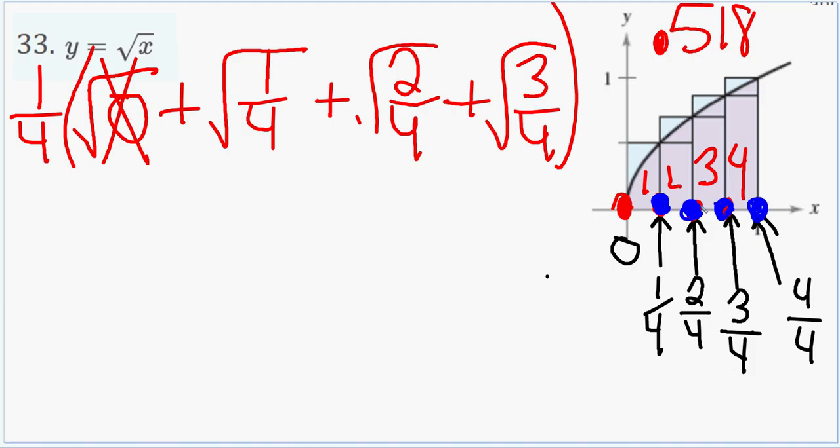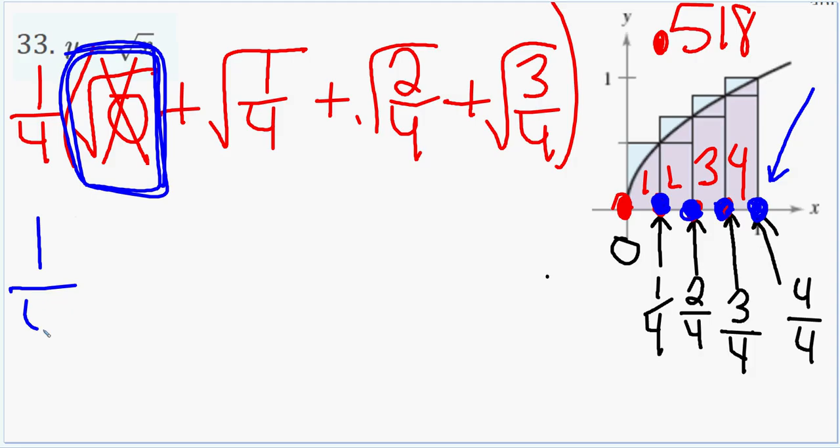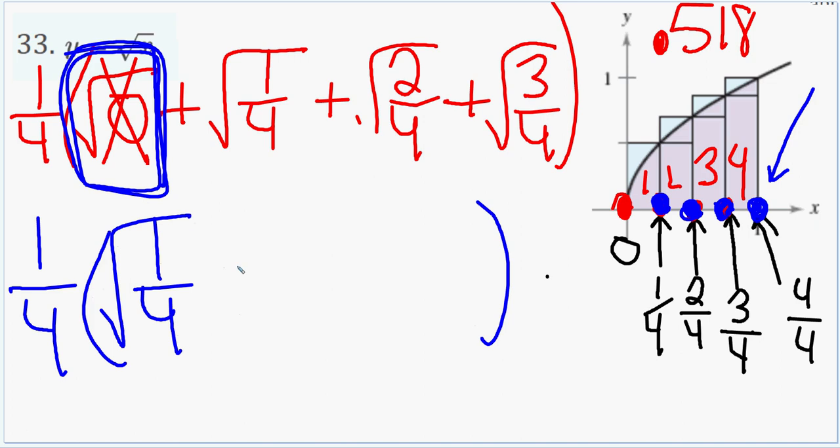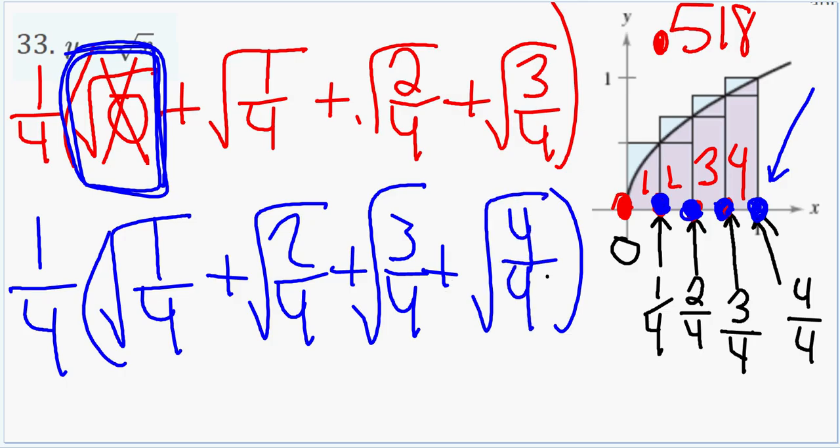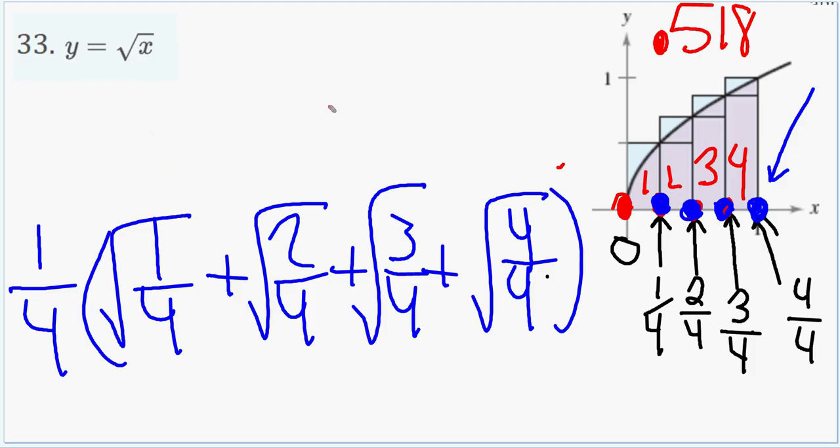So with the overlap in the middle, I just have to remove this root of 0 and replace it with the root of 4/4. So now I'm going to have my 1/4. And now my 4 heights are the root 1/4 plus root 2/4 plus root 3/4 plus, I needed a little more room. There we go. The root of 4/4. Okay, so we've got, I'm just going to work my way back up here. The 1/4 will distribute at the end.